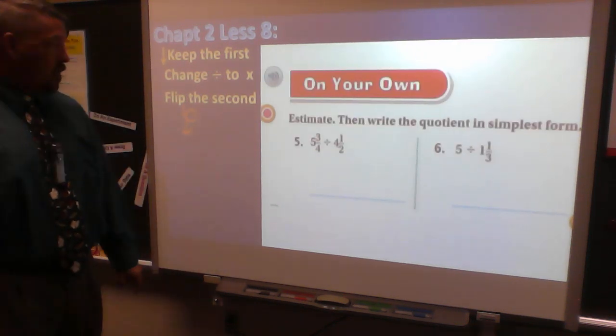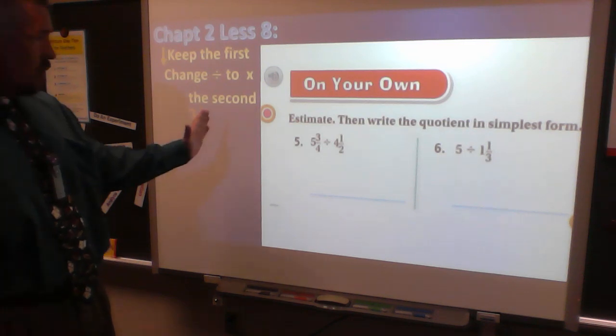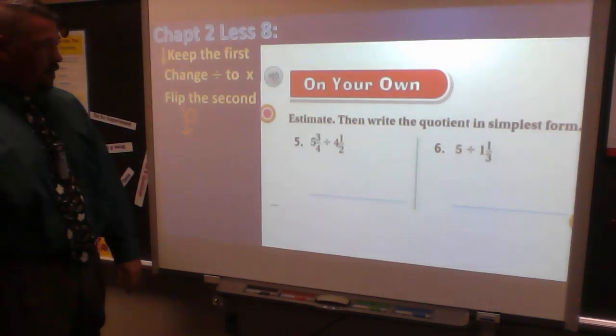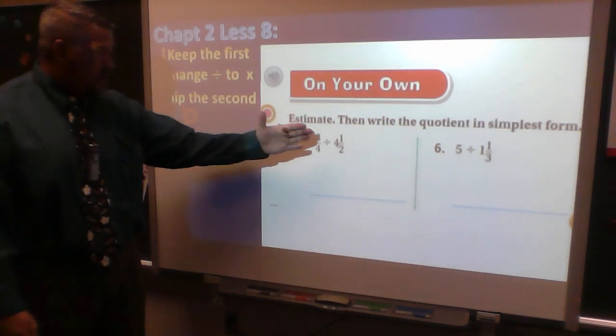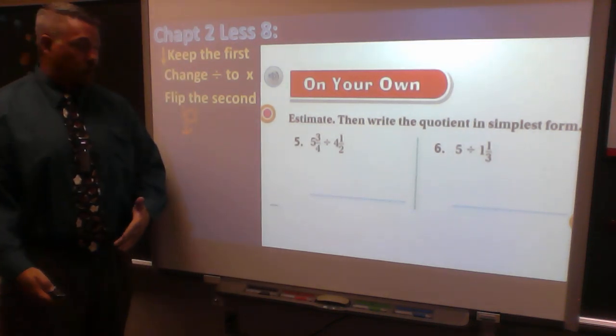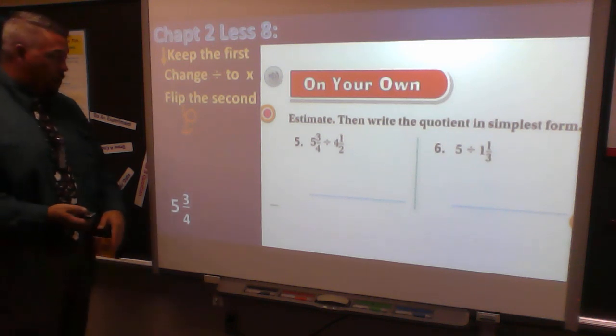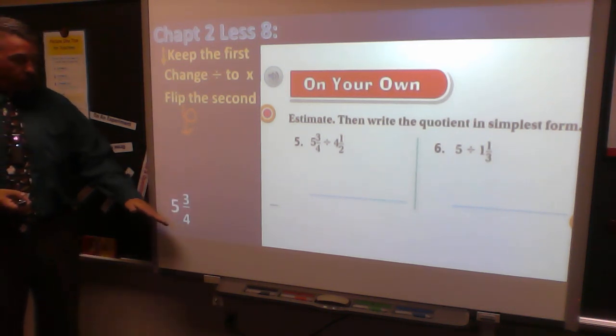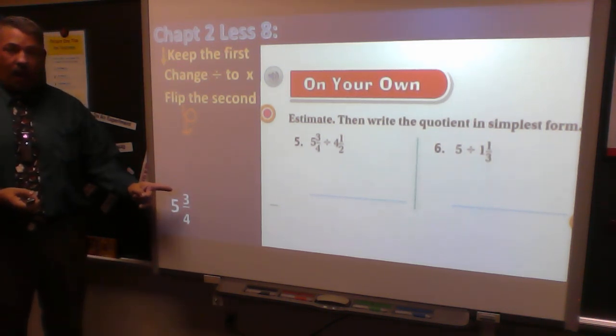All right, so just a couple more. Once again, we're not going to estimate. We're going to look at 5 and 6. Both, on number 5, both of those are starting out as mixed numbers, which I can't use. So I have to change them into improper fractions. So 5 and 3/4. I'm going to start at the bottom. I'm going to multiply and add.